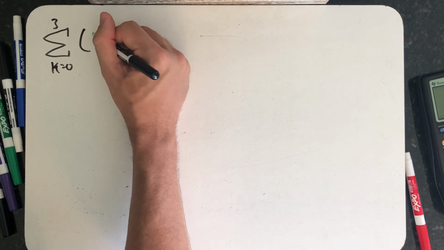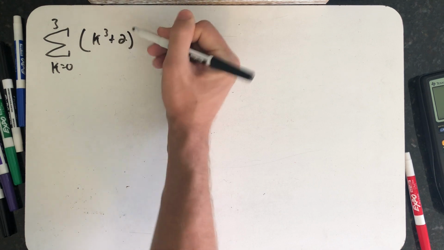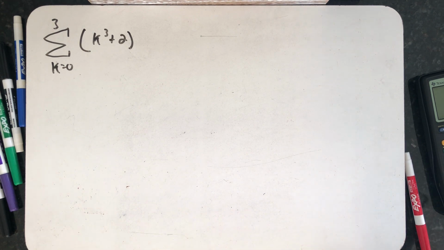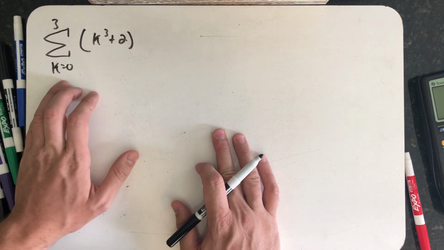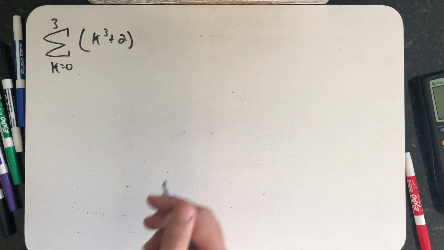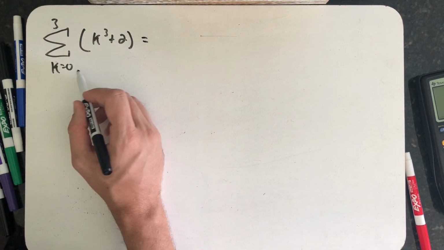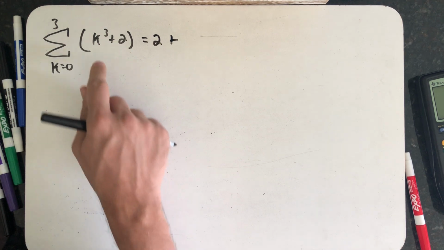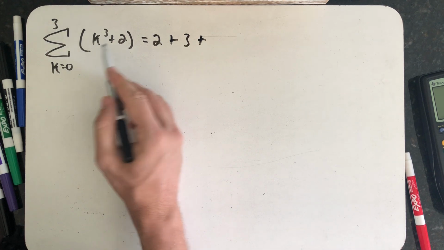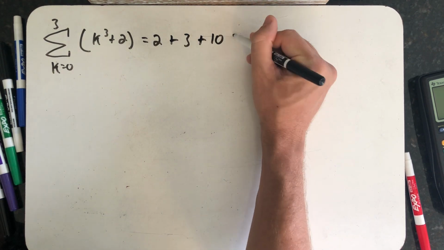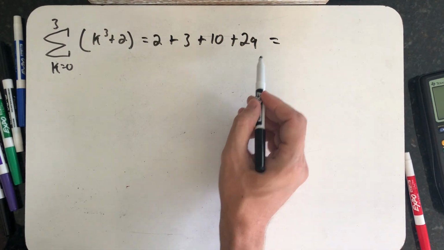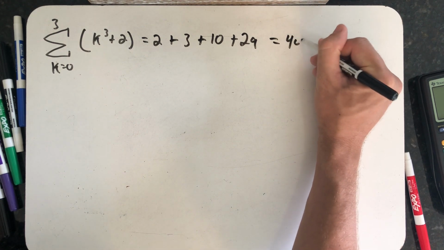So this sum, again, fairly easy, but there's one big difference. Look at the index. Instead of starting at 1, the index starts at 0, just telling me that the first value of k I will plug in is going to be 0, and the last one I plug in is going to be 3. All right, when k is equal to 0, I get 2. When k is equal to 1, 1 cubed is 1 plus 2 is 3. When k is equal to 2, I get out 10. And finally, when k is equal to 3, I get out 29. Add all those numbers together and I get 44.